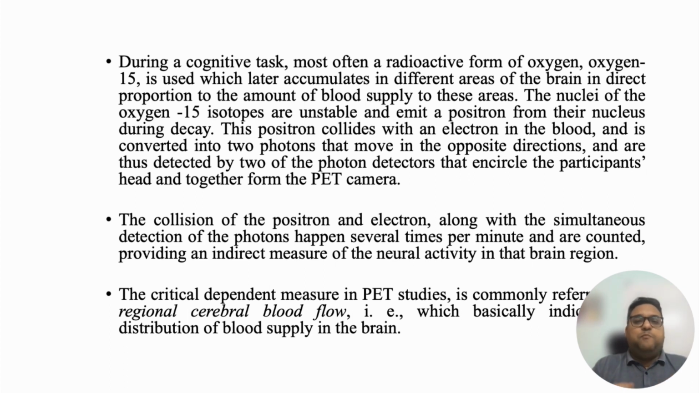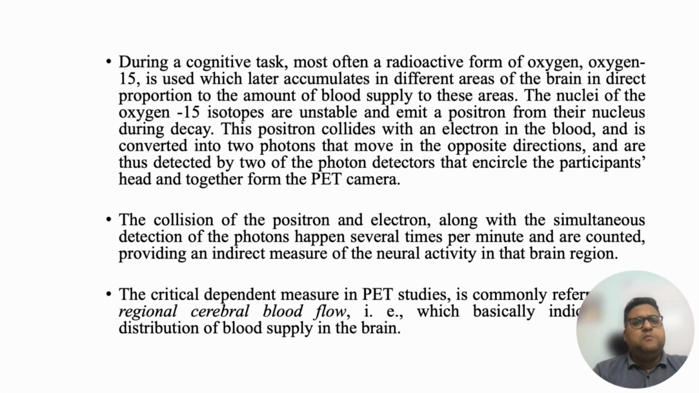In a sense, it is this collision between the positron and the electron from the blood that allows us a hint as to where the maximum activity in the brain is happening at any given point in time. The collision of the positron and the electron, along with the simultaneous detection of these photons, may happen several times per minute and are therefore counted, and in that sense are used to provide an indirect measure of the neural activity in that brain region.